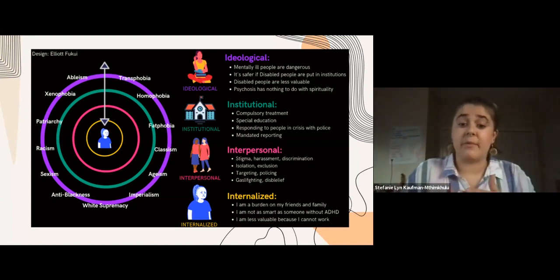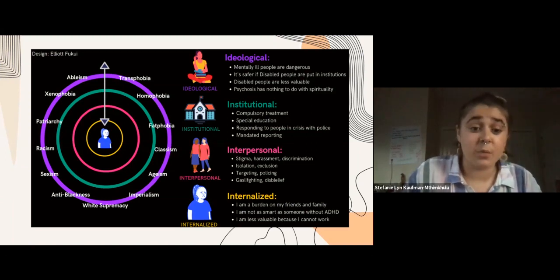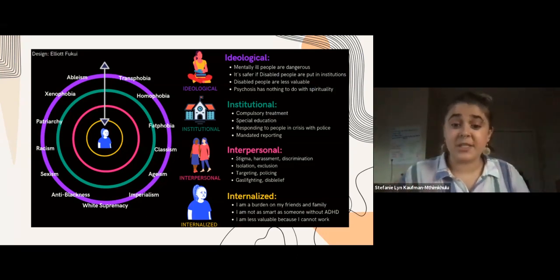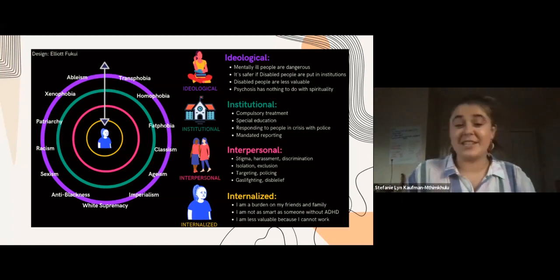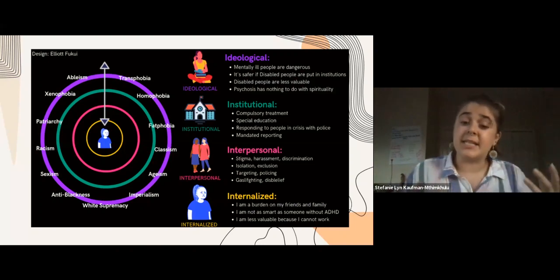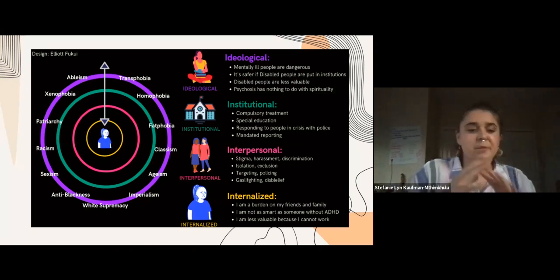On the institutional level, this is how what we think gets put into policy, gets put into practice. Thinking about mandated reporting, thinking about how we respond to the great majority of folks in psychiatric distress with police officers with guns. As somebody who has been on the receiving end of police officers with guns approaching me during a psychiatric crisis, I can tell you firsthand that that does not calm the situation. It does not de-escalate anything, and it significantly increases the risk of harm, particularly for mentally ill and disabled folks of color.